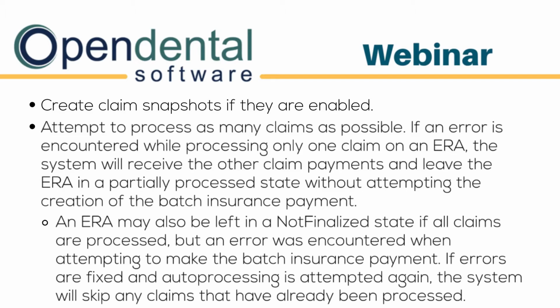If an error is encountered while processing only one claim on an ERA, the system will receive the other claims and leave the ERA in a partially processed state without attempting the creation of the batched insurance payment. You can also leave an ERA in a not finalized state if all the claims are processed, but maybe an error was encountered when attempting to make the batched insurance payment. If the errors are fixed and auto-processing is attempted again, then the system will skip any claims that have already been processed.